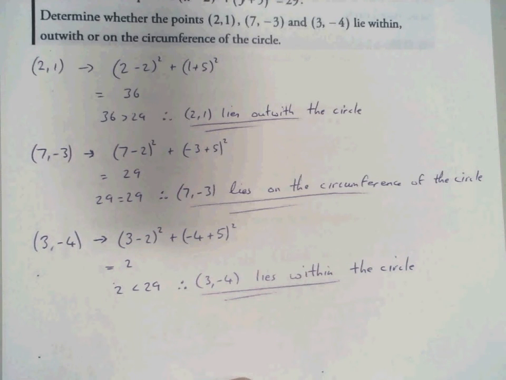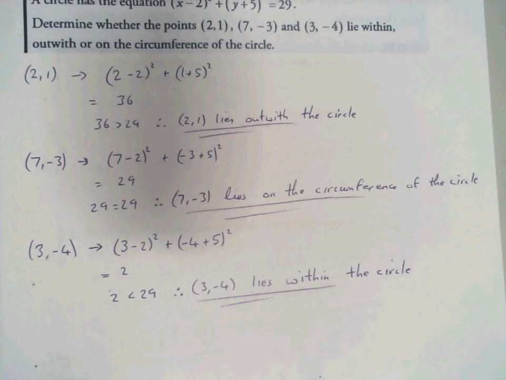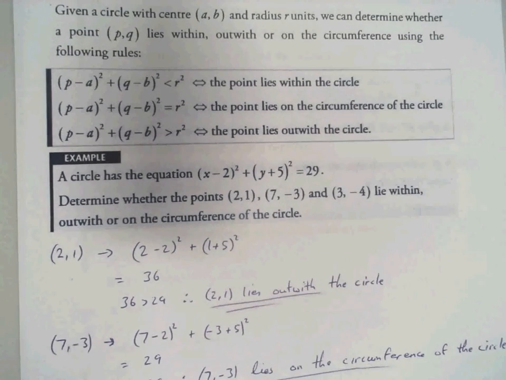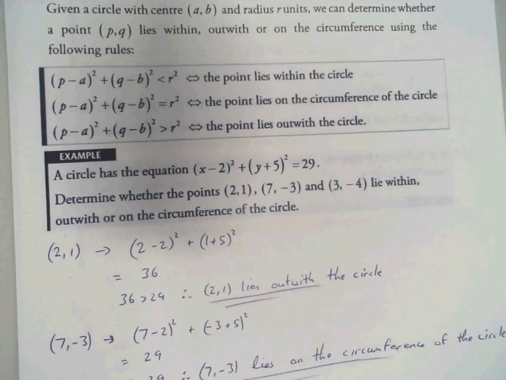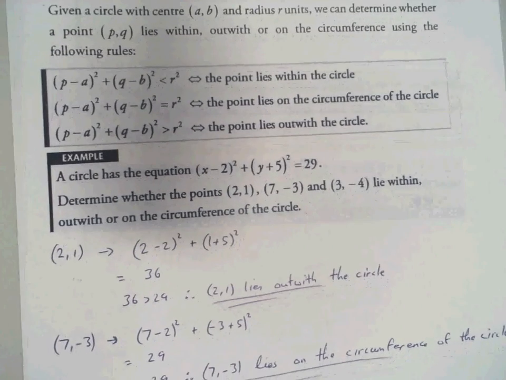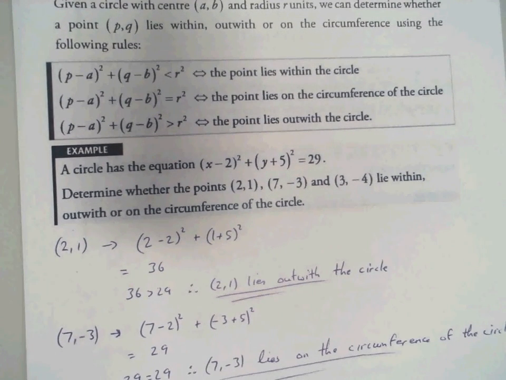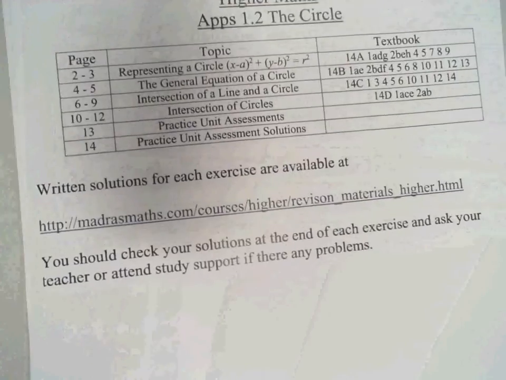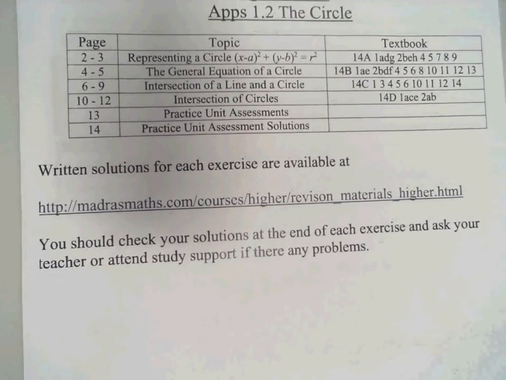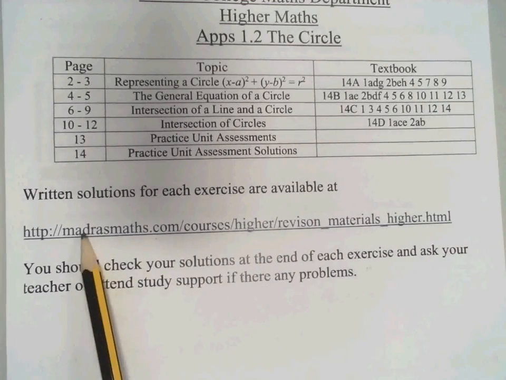And the final point, (3, negative 4), again substitute in. Evaluate, we end up with 2, which is less than the radius squared, less than 29. Therefore (3, negative 4) lies within the circle. Okay, so just got those 3 tests to do there, just to find out if it's within, out with, or lying on the circumference of the circle. Okay, have a go at the questions I have selected from exercise 14a.